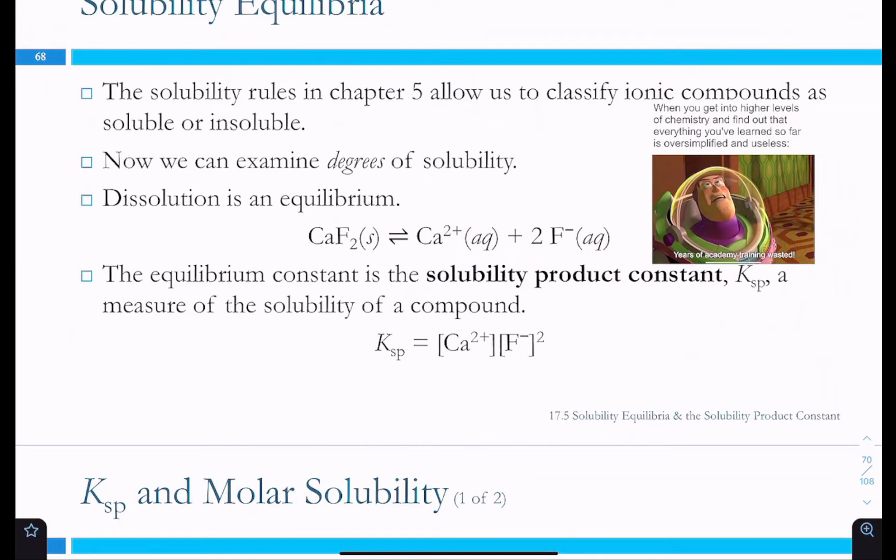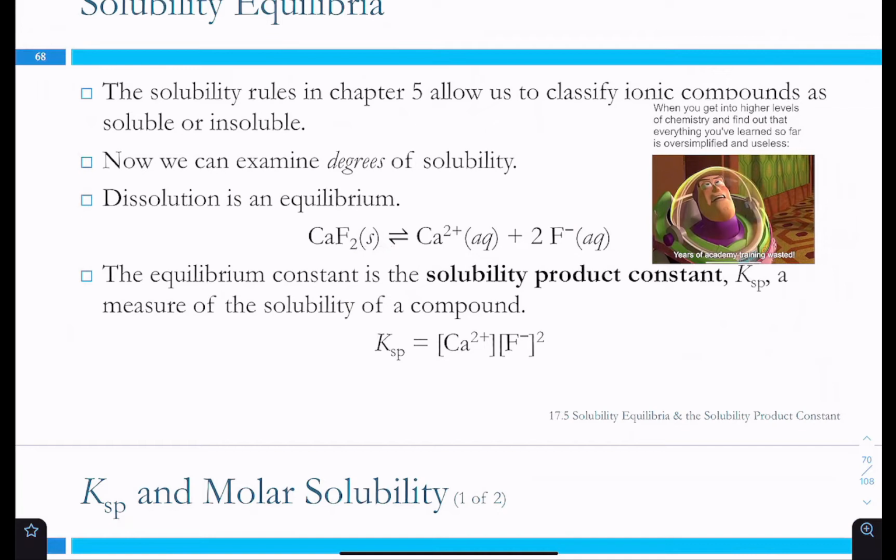So dissolution is an equilibrium. You put some solid in, it starts to dissolve. And if it's only slightly soluble, it's going to stop at some point. We have a value called KSP, right? That's the equilibrium constant for anything dissolving in water. But it's not always the most useful measure.